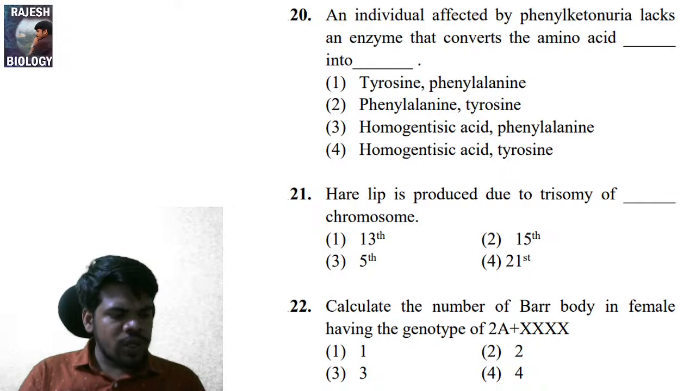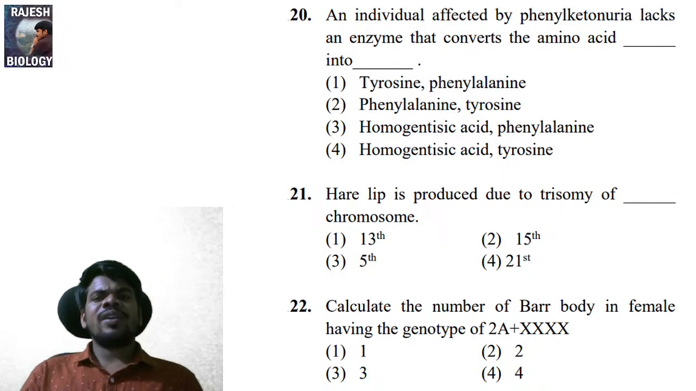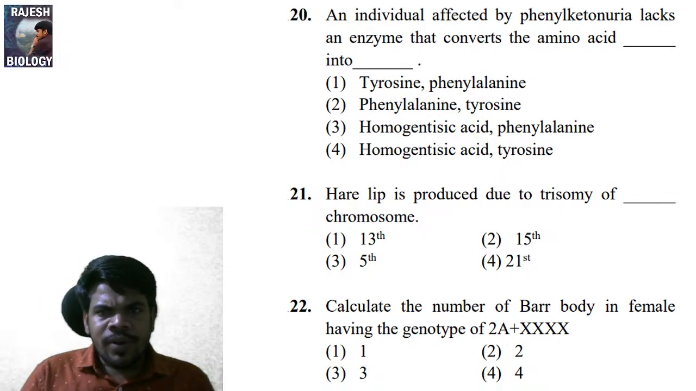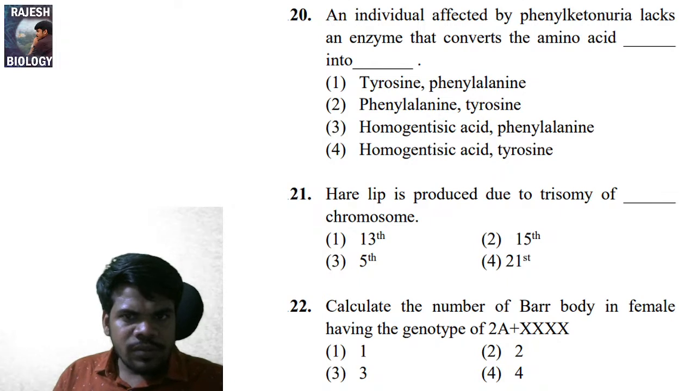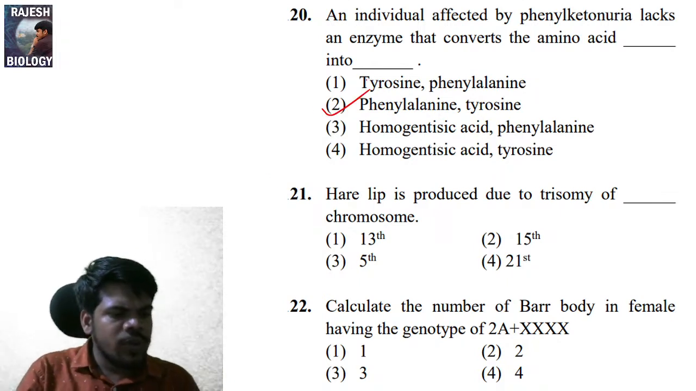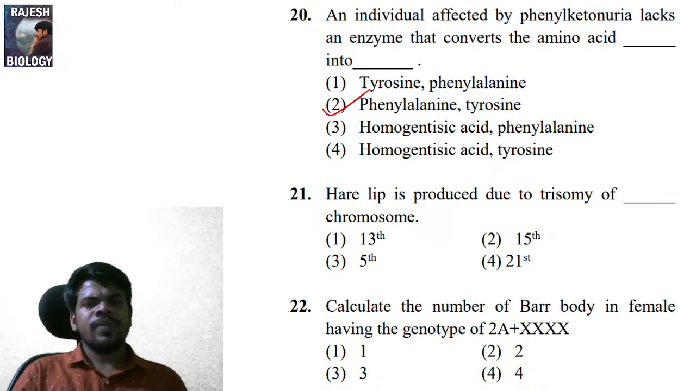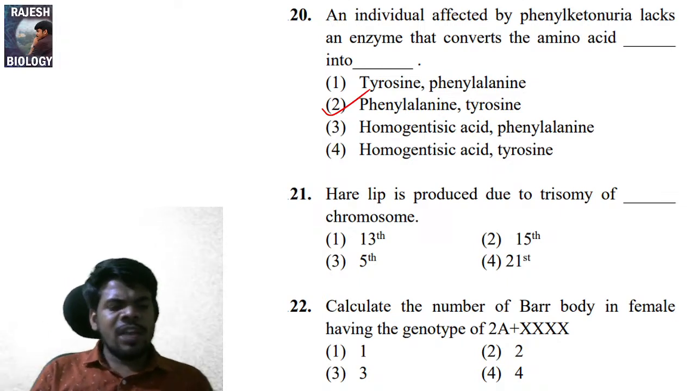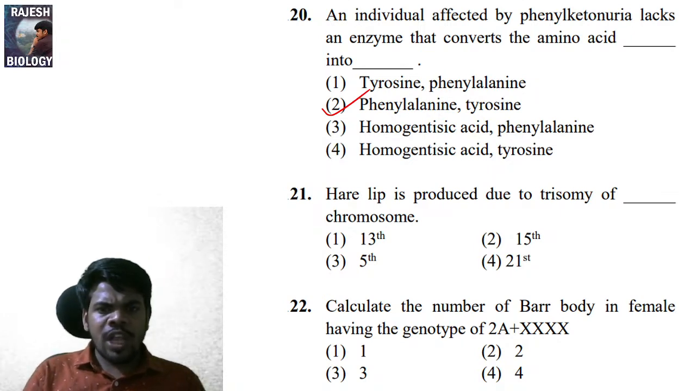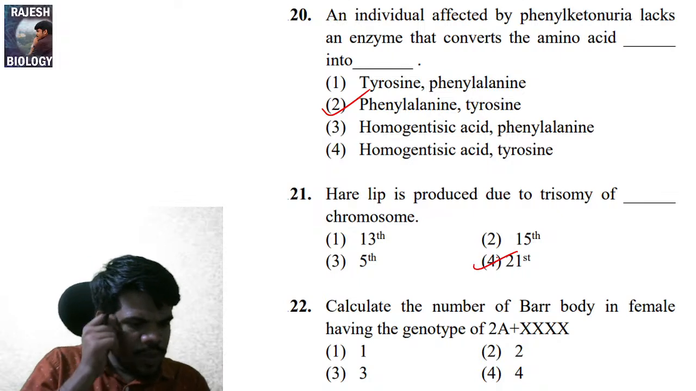Come to the 20th question. An individual affected by phenylketonuria lacks an enzyme that converts the amino acid dash into the dash. Phenylalanine into tyrosine. Very easy, Chandrika. Super. Thank you. Come to the 21st question. Hare lip means cleft lip, produced due to the trisomy of which chromosome? Very good, Chandrika. Superb.